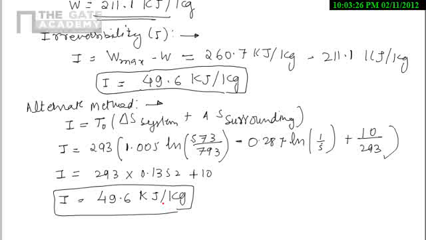So this is a very good example which shows that the change in availability, maximum work and irreversibility we can calculate easily with the help of simple formulas. And another problem, I am writing the problem here.